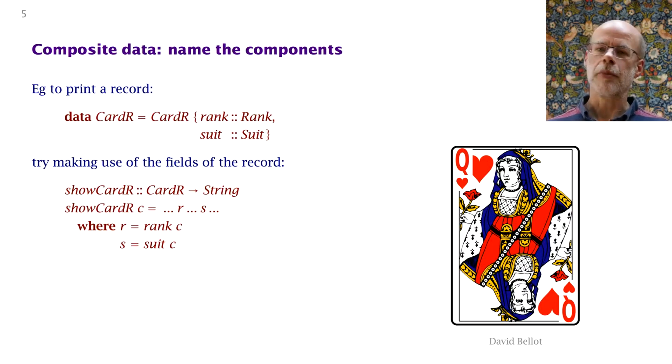If you're writing a program that consumes some composite data, like a record, the advice is to name the components of that composite data. So here we're consuming a playing card. A playing card has a rank and a suit. We're probably going to need the rank and the suit in our solution. So let's start by naming them. r is the rank, s is the suit, and now we have to do something with r and s.